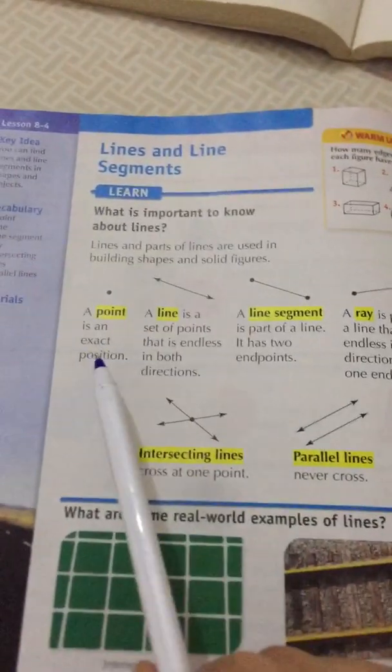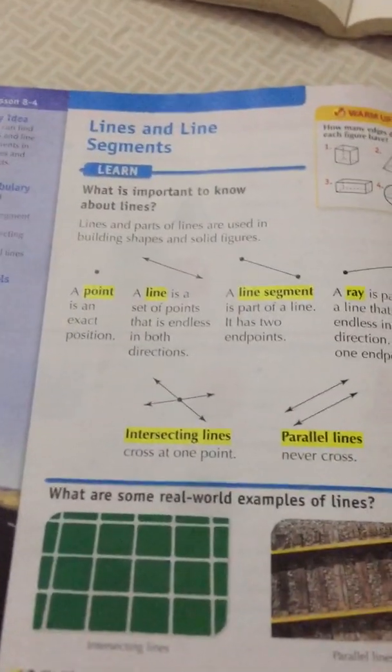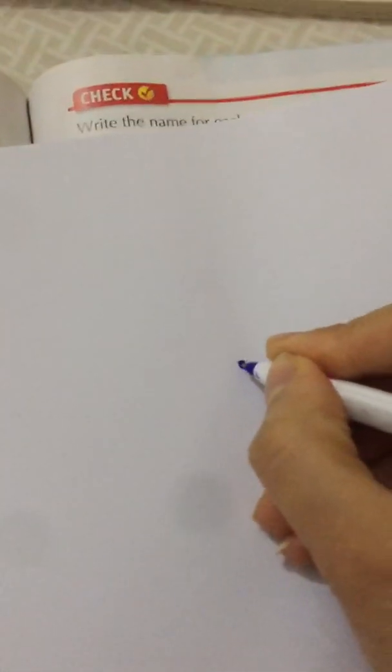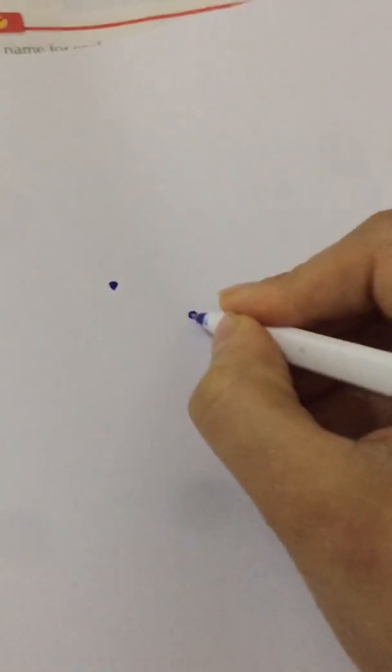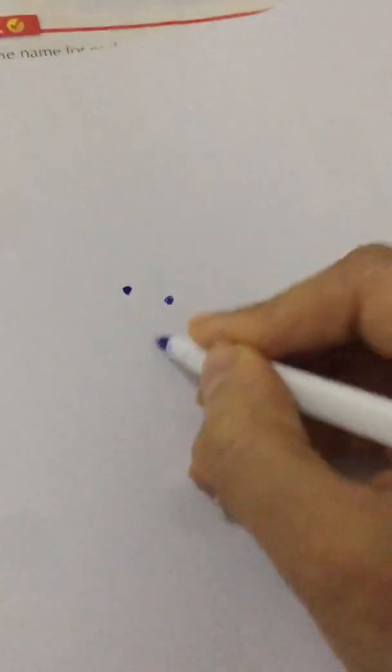Let's start. We start with point. What is the meaning of point? Point means a tiny dot in a space. And this is a point. All of these are points. A tiny dot in a space, but it does a really important job in geometry.